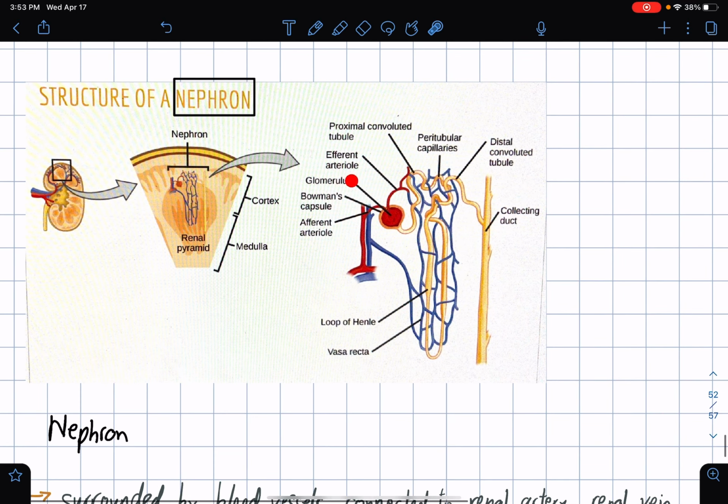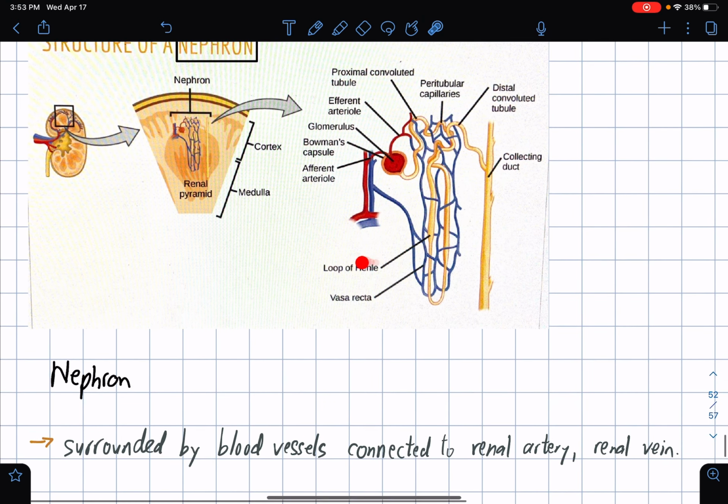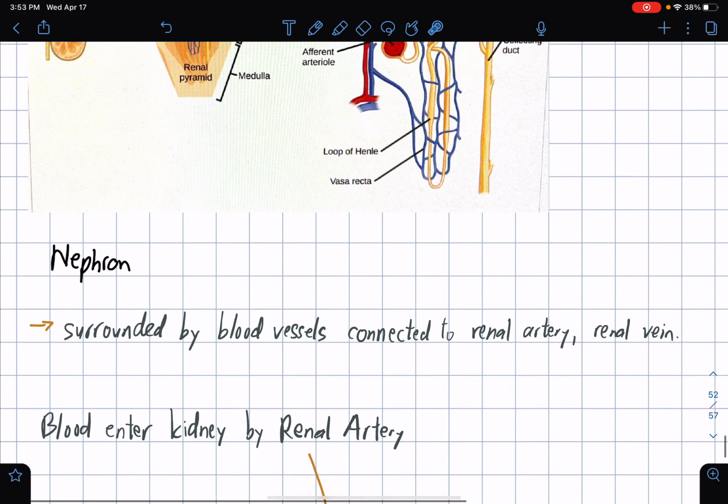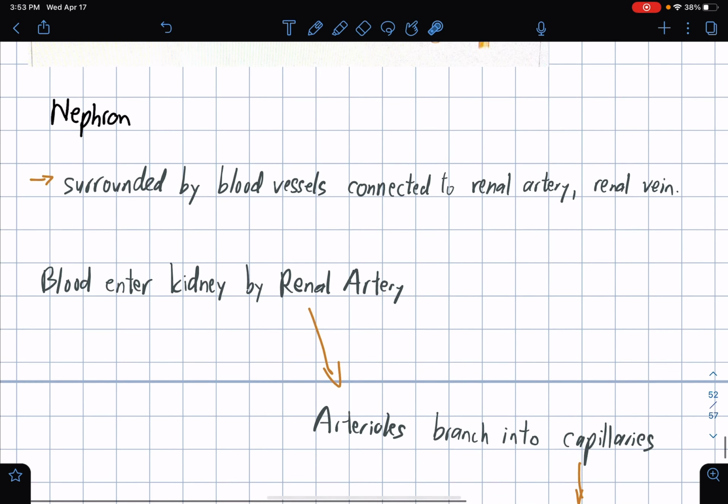Bowman's capsule, glomerulus, arterioles, as well as the loop of Henle, they're important. I just don't remember them anymore.